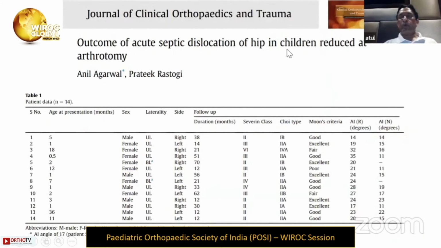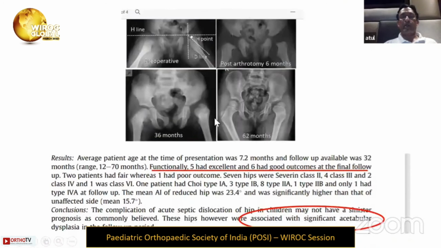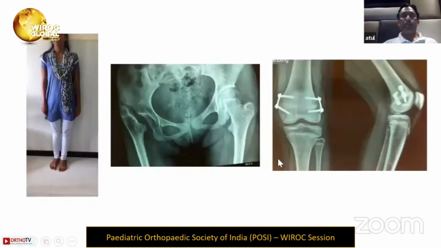So just coming to the conclusion, there was this paper from Dr. Anil Agarwal from Delhi, looking at the outcome of acute septic dislocation of the hip reduced at arthrotomy. And their conclusion in 14 patients was that 11 of them had an excellent outcome after open reduction, and some cases had an osteotomy done. But most of them will need some kind of pelvic procedure later on.